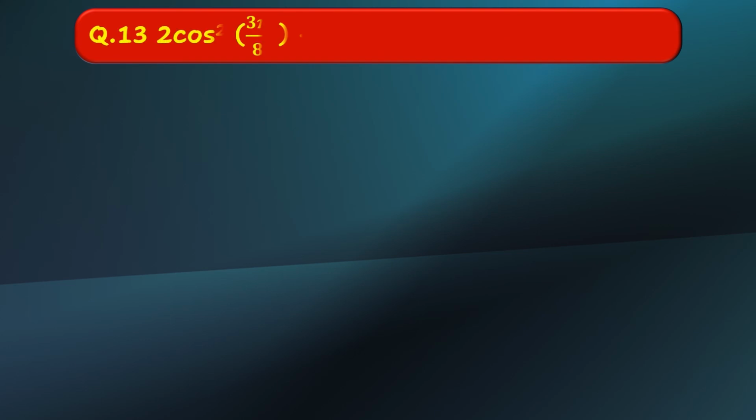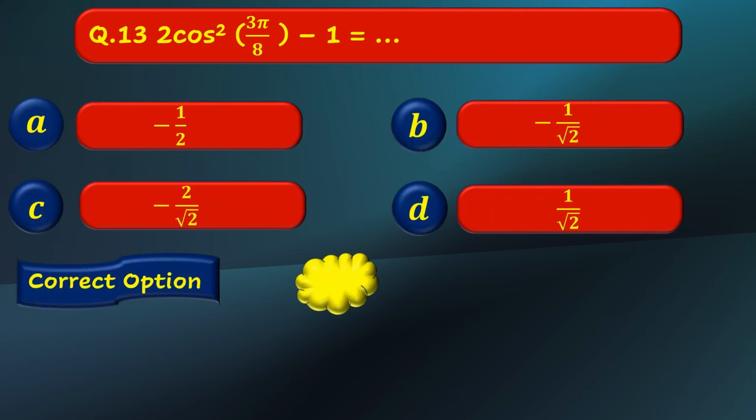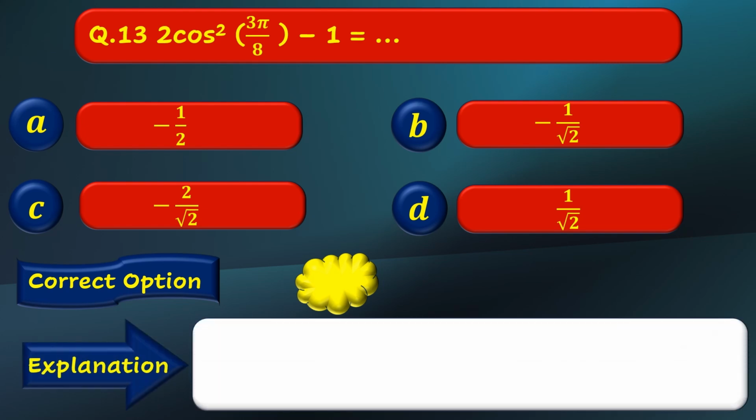Question number 13. 2 cos square 3 pi by 8 minus 1 is equal to, and the options are. Let's find out which one is the correct option. But before that, let's explain it. As we know that the double angle identity for cosine function is 2 cos square theta minus 1 is equal to cos 2 theta. We replace theta by 3 pi by 8 in it, and we get 2 cos square 3 pi by 8 minus 1 is equal to cos of 2 into 3 pi by 8. Here theta has been replaced by 3 pi by 8.